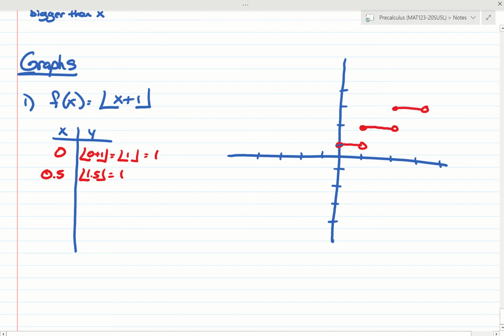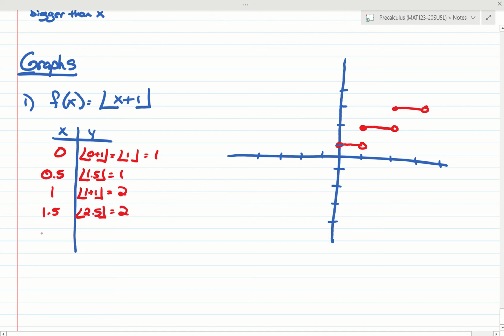Once you get a pattern, you could pretty much figure out what the graph looks like, but let's just confirm. What if we had 1? We're going to be taking the floor of 1 plus 1. The floor of 2 is 2. At 1.5, we're taking the floor of 2.5, which is still 2. So you can see that's what the graph looks like.